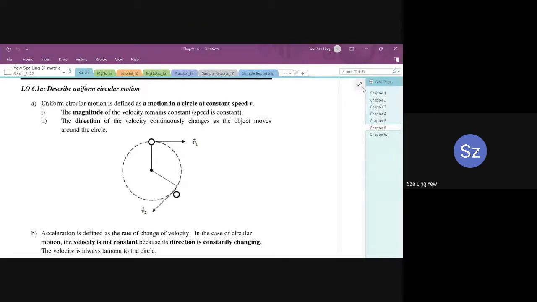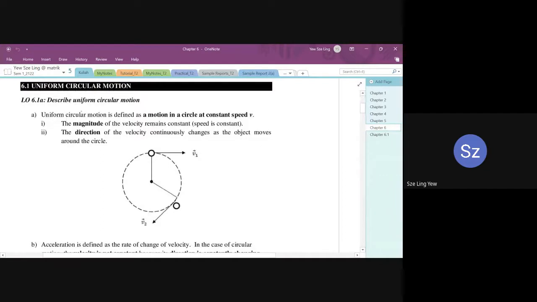So let us begin with 6.1. 6.1, uniform circular motions. We're going to describe what a uniform circular motion is. Now, when we talk about uniform circular motions, there are two things that we need to take note of. The first one is what happens to its magnitude, and the second one is the direction.